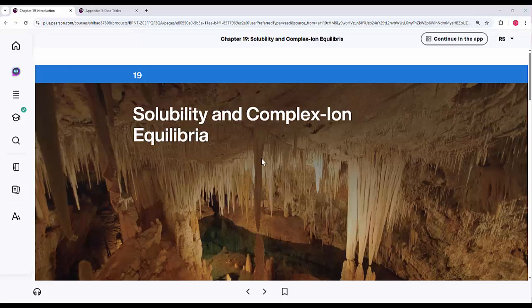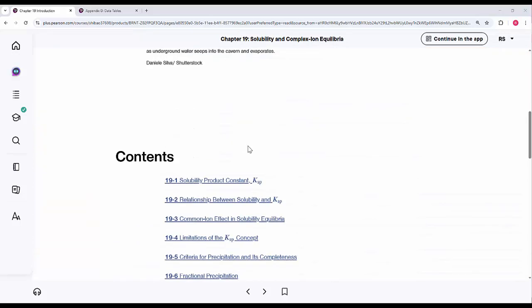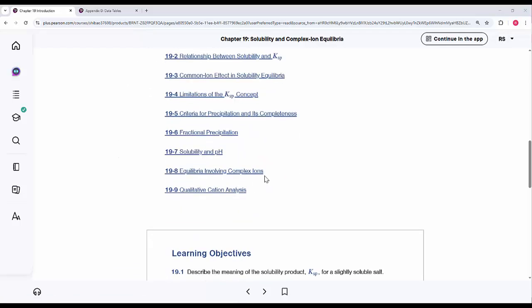Today we're going to talk about Chapter 19, Solubility and Complex Ion Equilibria. This is going to give us two new equilibria to deal with: KSP, which is the solubility product equilibrium, and KF. KF isn't written here, but that's section 19.8. It's the formation of complex ions, which is what KF stands for. We're going to be looking at these.